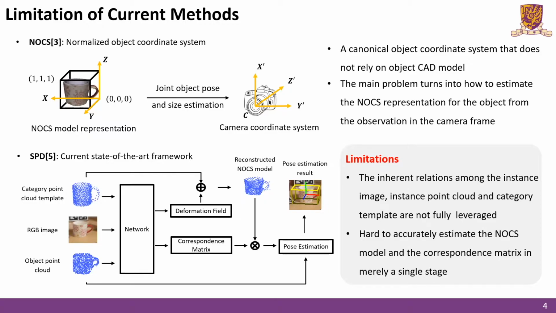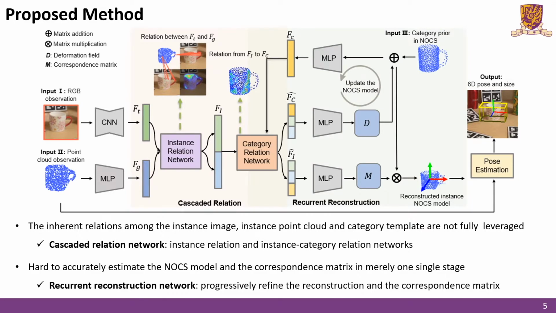But there are two problems that limit the overall performance. Firstly, the network takes multi-source inputs, including RGB image and point cloud, and also contains instance-related observations and a category-related template. The inherent relations among these features have not been fully leveraged for pose estimation. Secondly, both the prediction of the deformation field and the correspondence matrix are dense regression schemes. It is not accurate enough to estimate them in only one single stage. So, in the following, we develop a network to address these two problems.